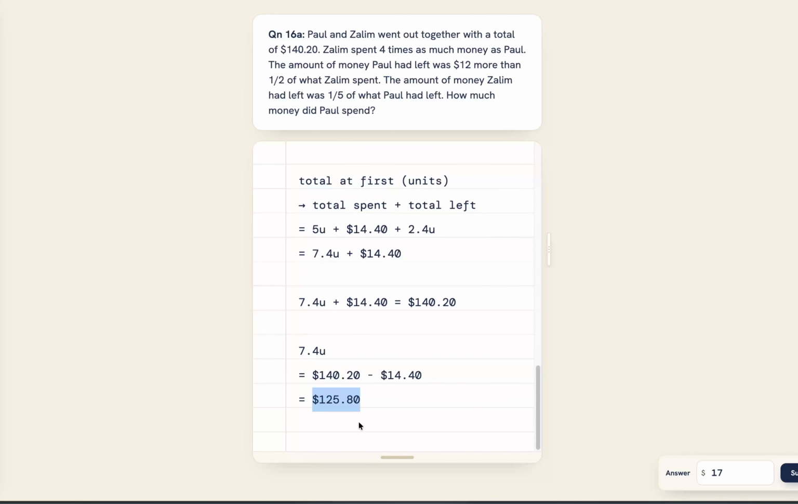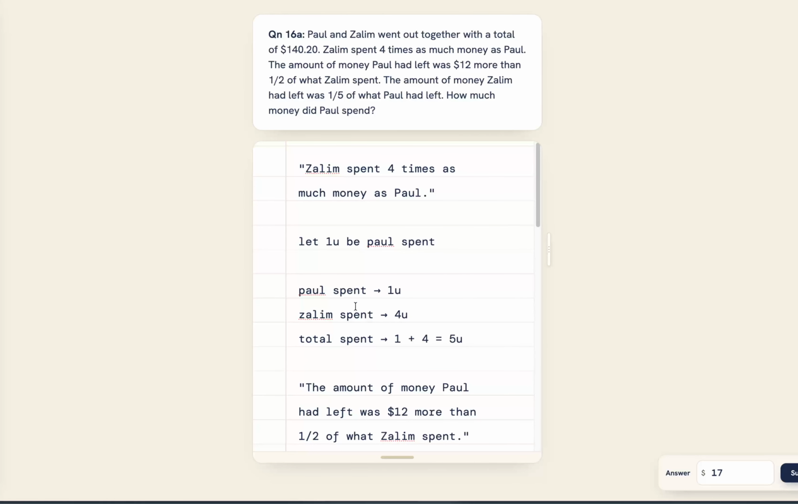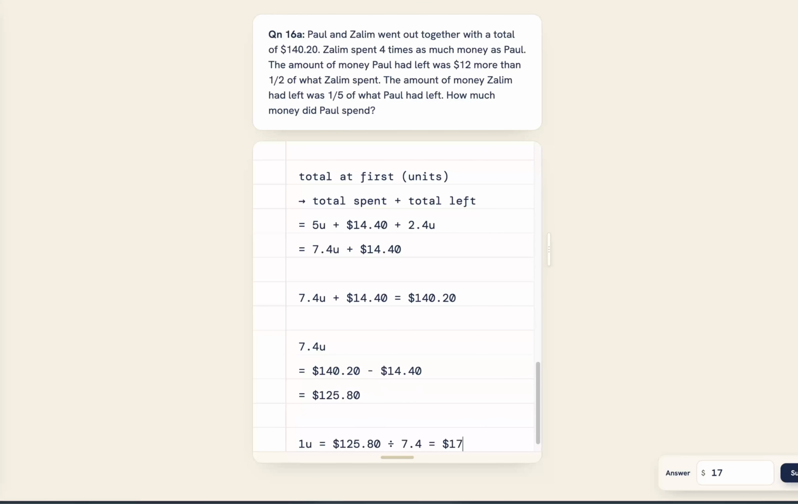So 1 unit, which is what Paul spent, if you were to scroll all the way up, will then be equal to 125.80 divided by 7.4, and this will give us $17.